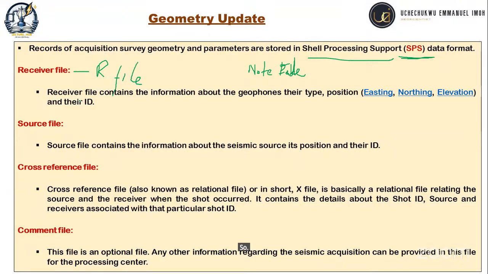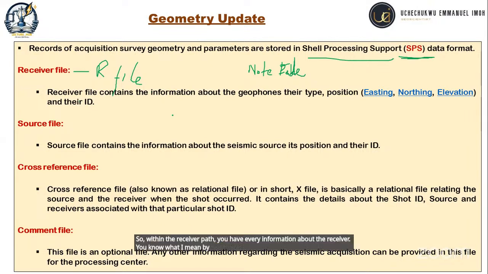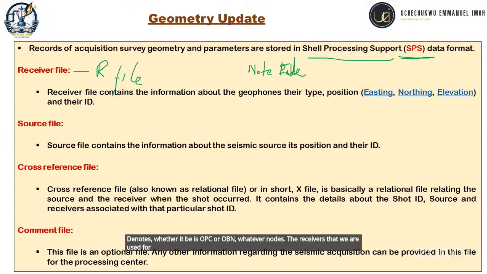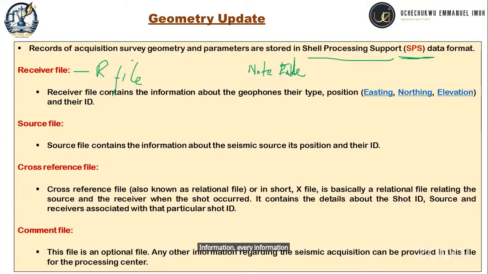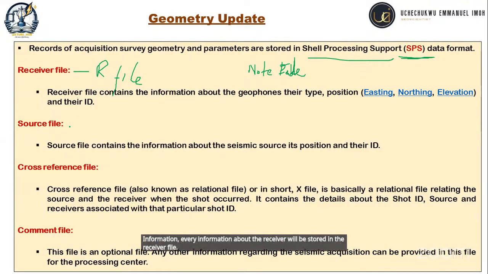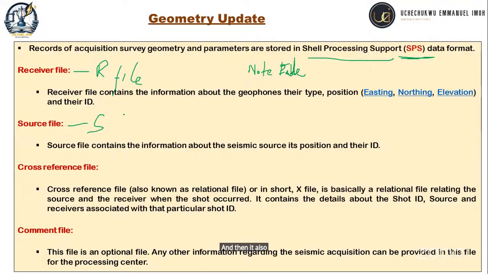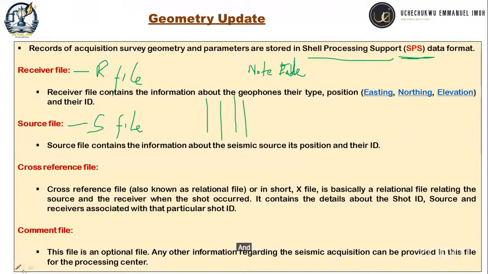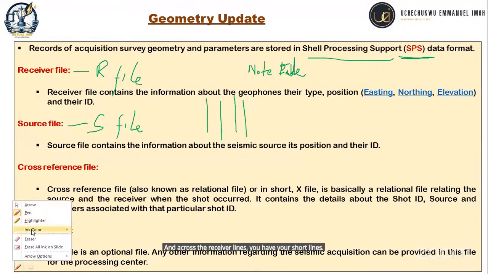Within the receiver file, you have every piece of information about the receiver. You know what I mean by receiver? The geophones, the hydrophones, the nodes, whether it is OBC or OBN, whatever receivers we used for the acquisition, every piece of information about the receiver will be stored in the receiver file. And then you also have the S file, where you store information about the shots. Remember, in land acquisition, for instance, you put your receiver lines, and across the receiver lines, you have your shot lines.